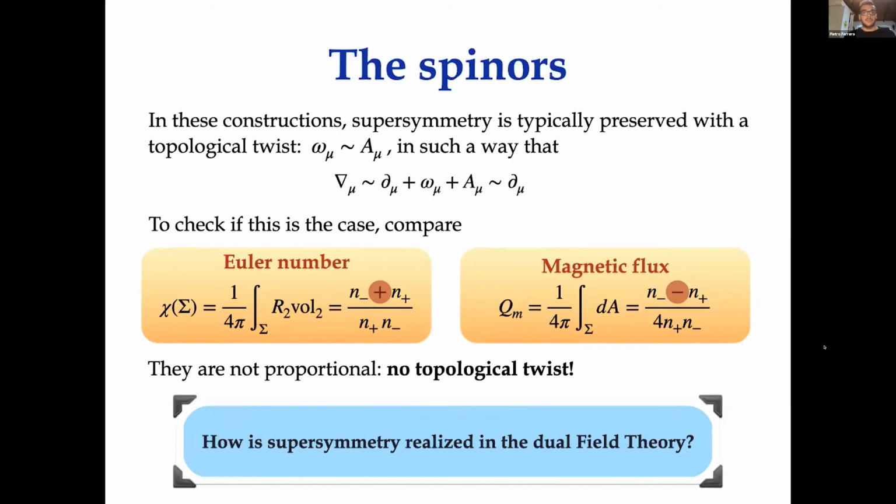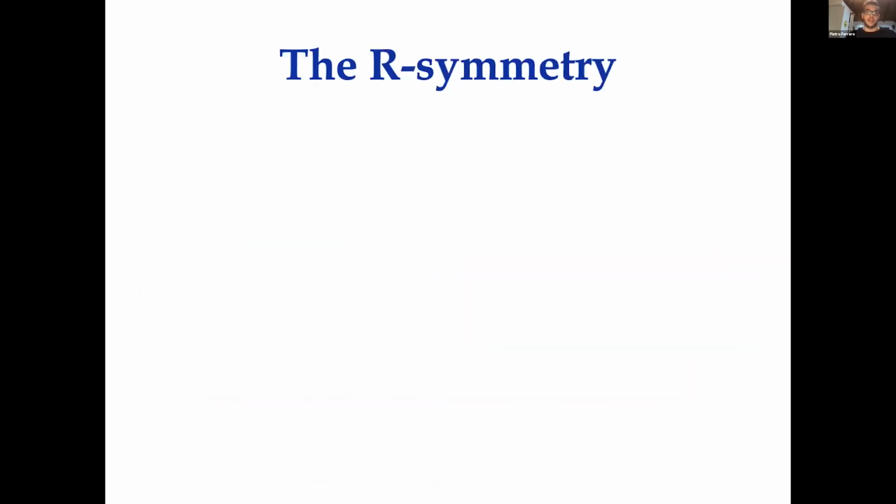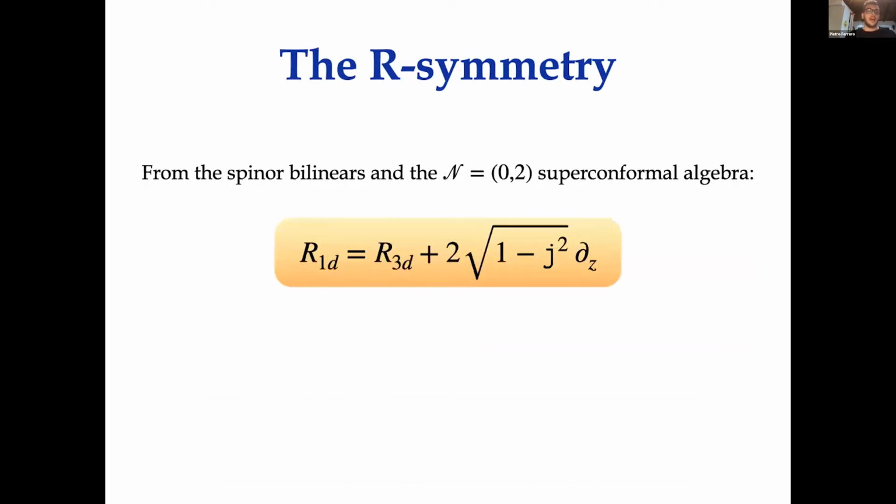The last aspect that I would like to discuss is that of the R-symmetry of the 1D theory that we obtain as dual of the horizon. And studying the spinor bilinears of our AdS2 solutions, we find that the R-symmetry of this 1D theory is given by a mixture of the R-symmetry of the 3D parent theory and the U(1) isometry of the spindle.